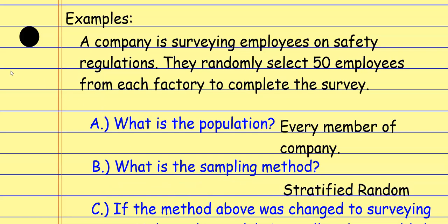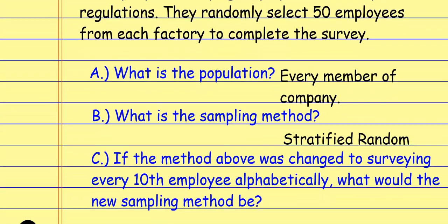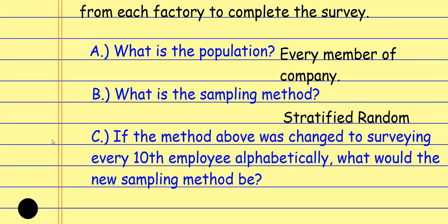Okay, and so there's a very slight distinction between random and stratified random. Okay. And then the last piece, it said if the method above was changed to surveying every 10th employee alphabetically, then what would the new sampling method be? That would be systematic. Okay, because now we're using a rule for selection.